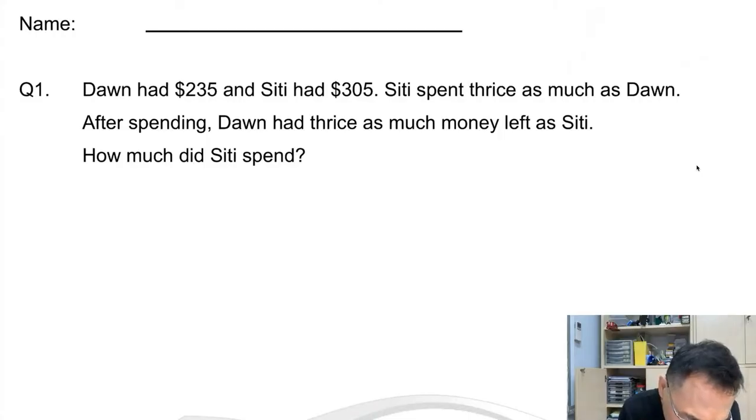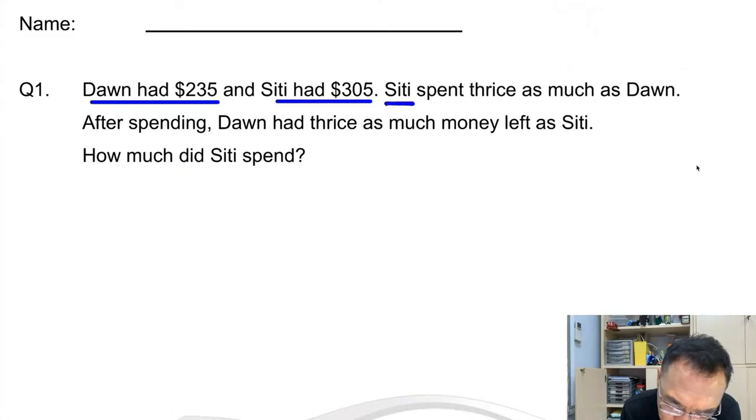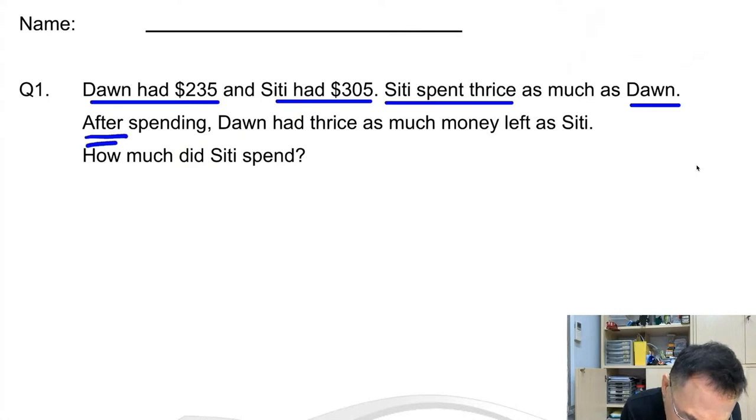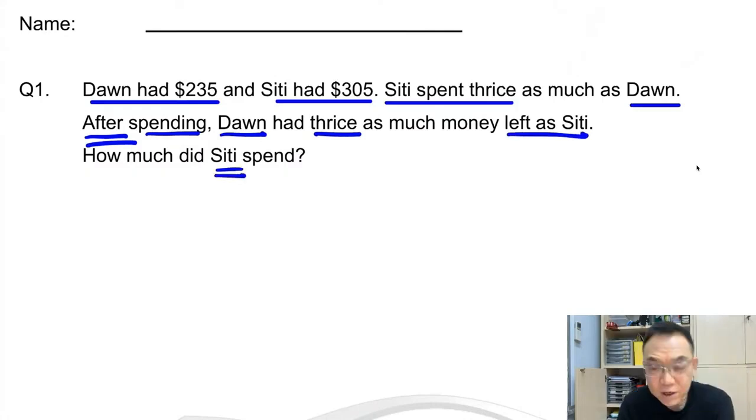The keywords are: Dawn had 235. For you guys, you can just write down the keywords if you want. Dawn had 235, Siti had 305. Siti spent thrice of Dawn, and after spending, Dawn is thrice left as Siti. Question: how much did Siti spend?